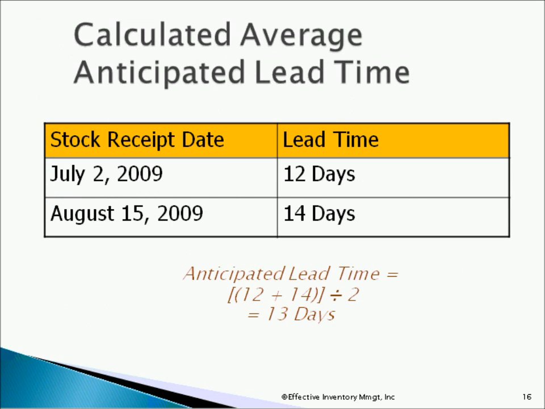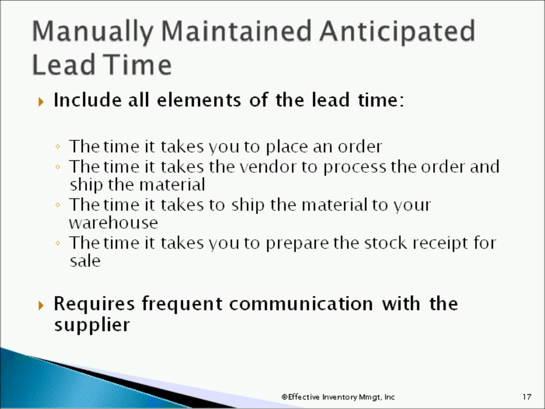The average lead time. And you can see that we just take a simple average of the last several lead times. Here I had a lead time of 12 days in July, a lead time of 14 days in August. The average of those two is 13 days. Now, a lot of systems will calculate an average lead time, and they usually do it very, very well. But sometimes, often I should say, they don't take into account the total picture of a lead time.